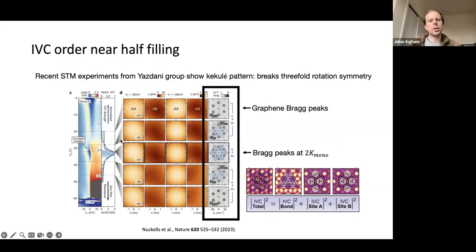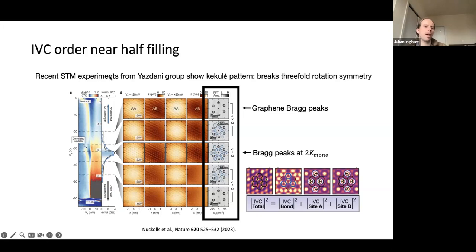Now, there are a number of interesting puzzles from experiments done near half filling. Most strikingly is this recent STM data from the Yazdani group, who discovered this so-called Kekulé pattern, which breaks threefold rotation symmetry. So there's a lot of stuff going on in this slide, but what we have on the left is the doping. So at the top, we start at charge neutrality, we go down and we enter the insulating state at nu equals 2.